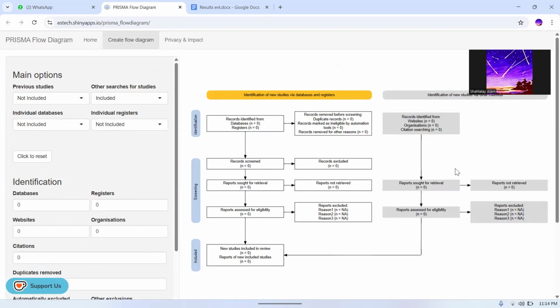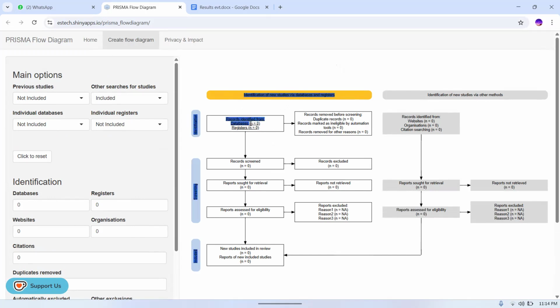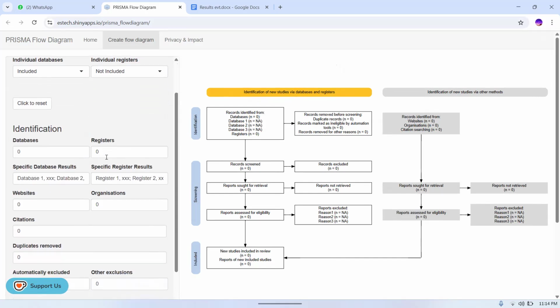Okay, so basically this data we need to fill, and we'll be removing all this gray thing. So first of all, I'll be filling here, and it would automatically appear here because I can't directly write over here. I have to write over here, right? Okay, so we'll just do exactly the way I'm doing. Previous studies not included. Other search for studies, I'll say not included. Individual databases, I'll click included. Individual registers not included. Okay.